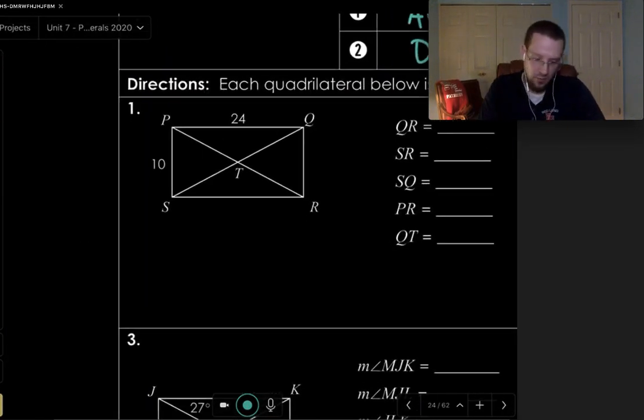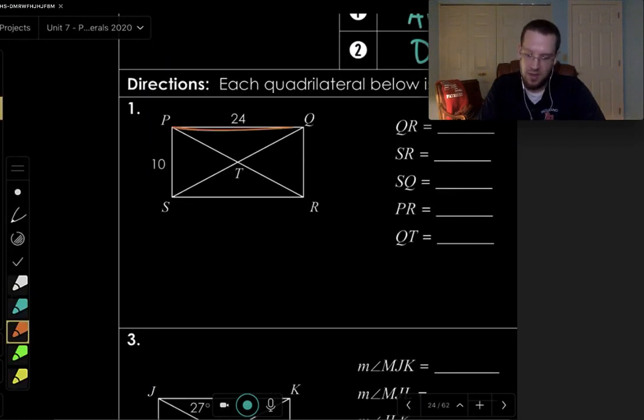Okay, what do we got here? So we're given, let's just check this one. We're given PQ, we want to know QR. We want to know QR, well, that's going to be 10. We want to know SR, well, that one's going to be 24. Nothing to it yet. We want to know SQ.